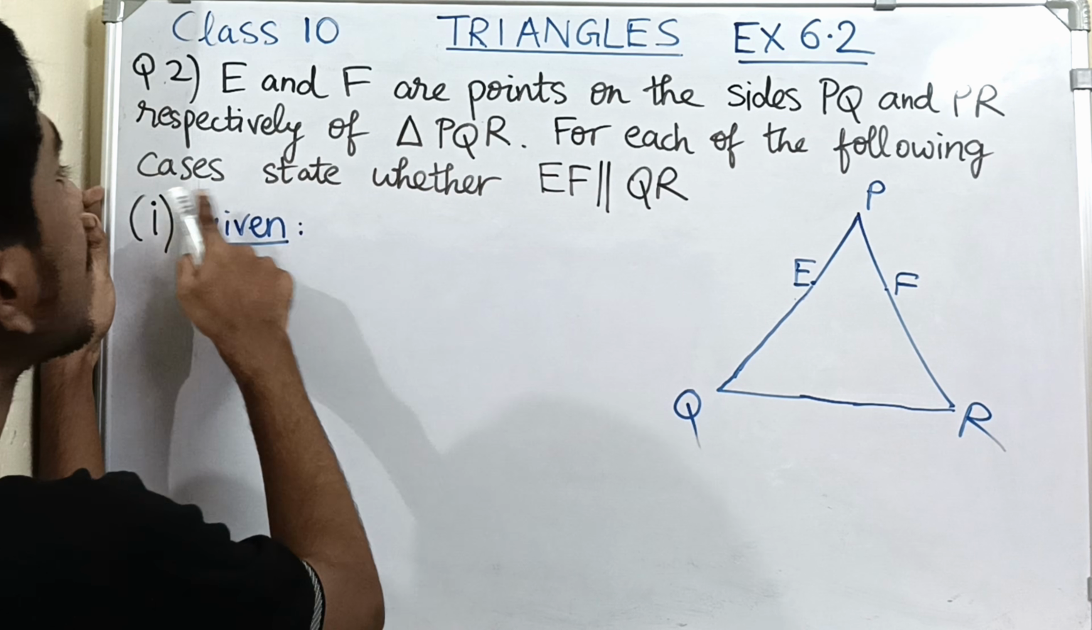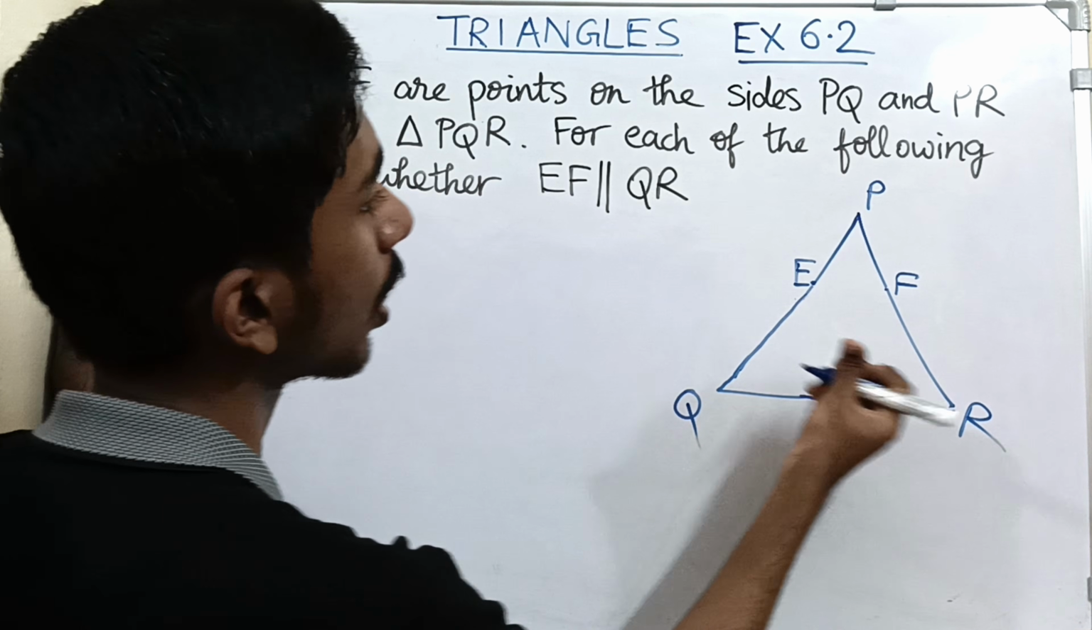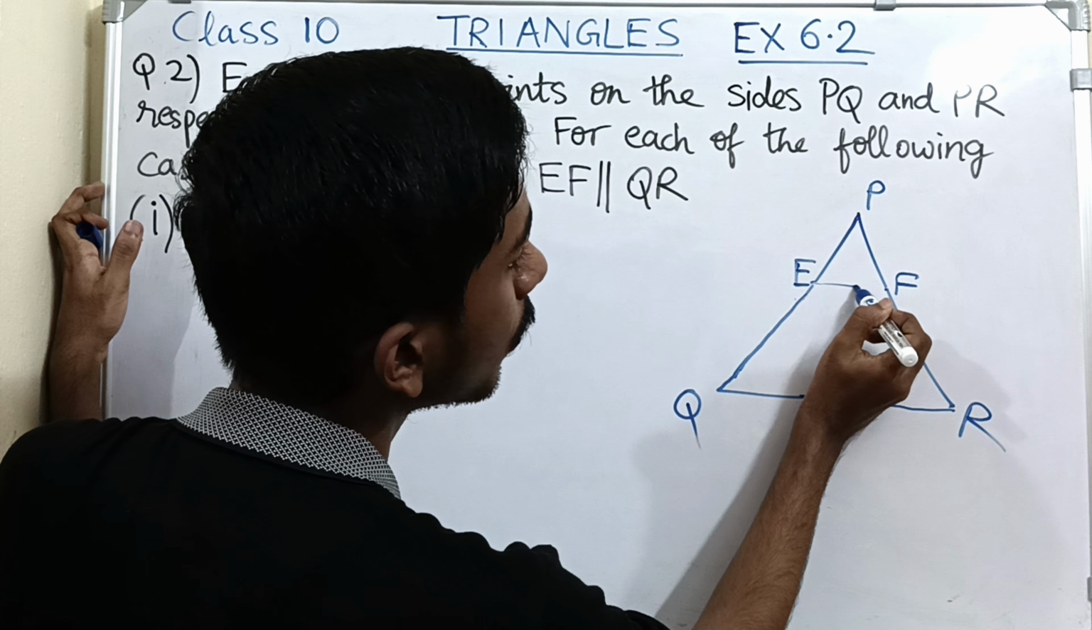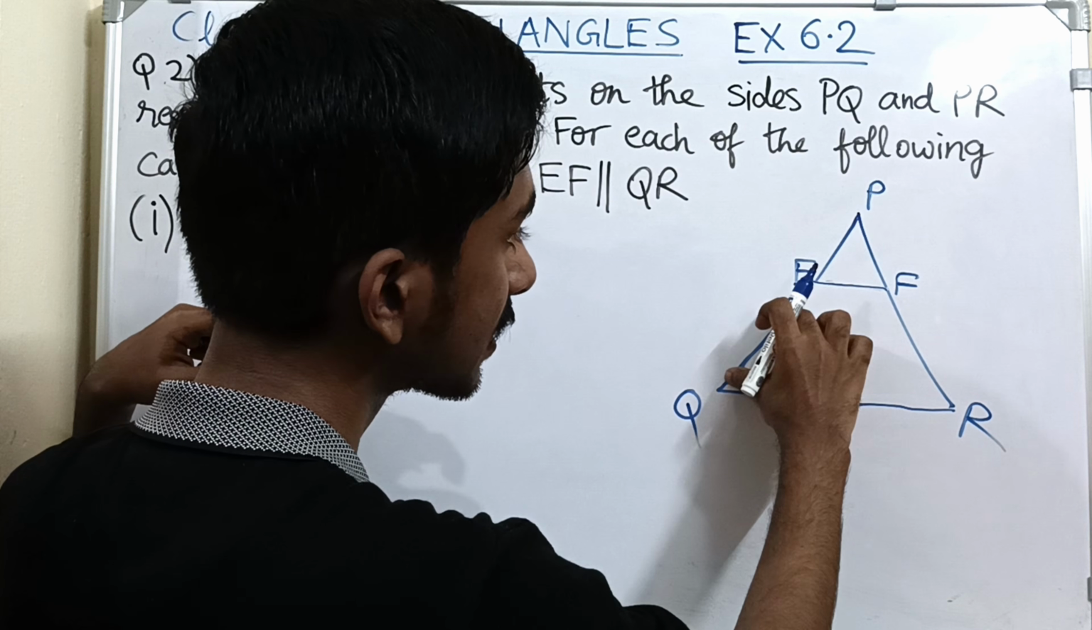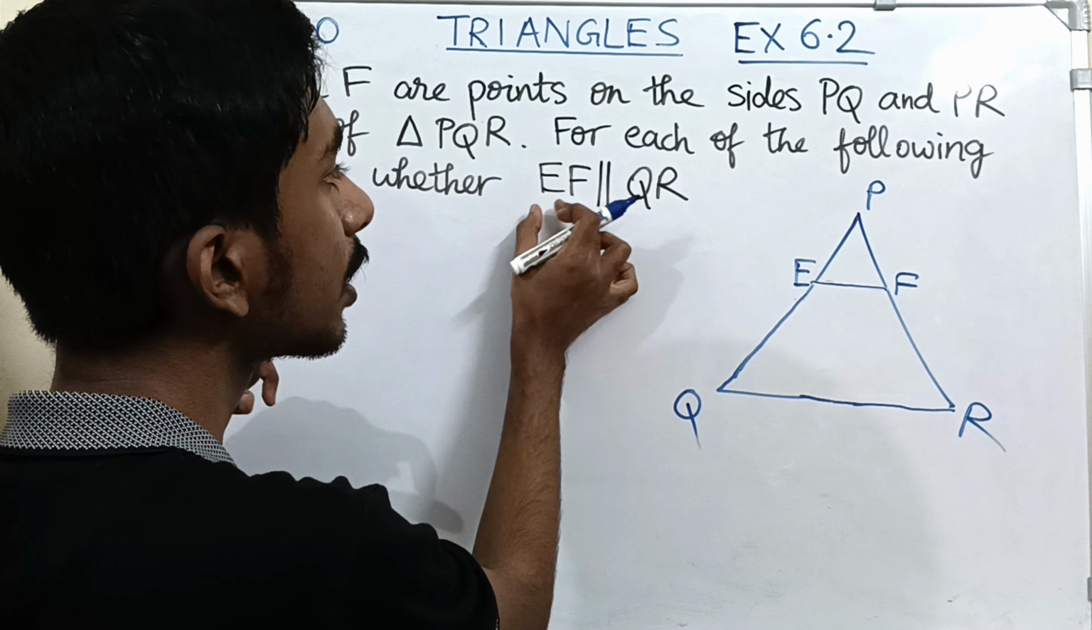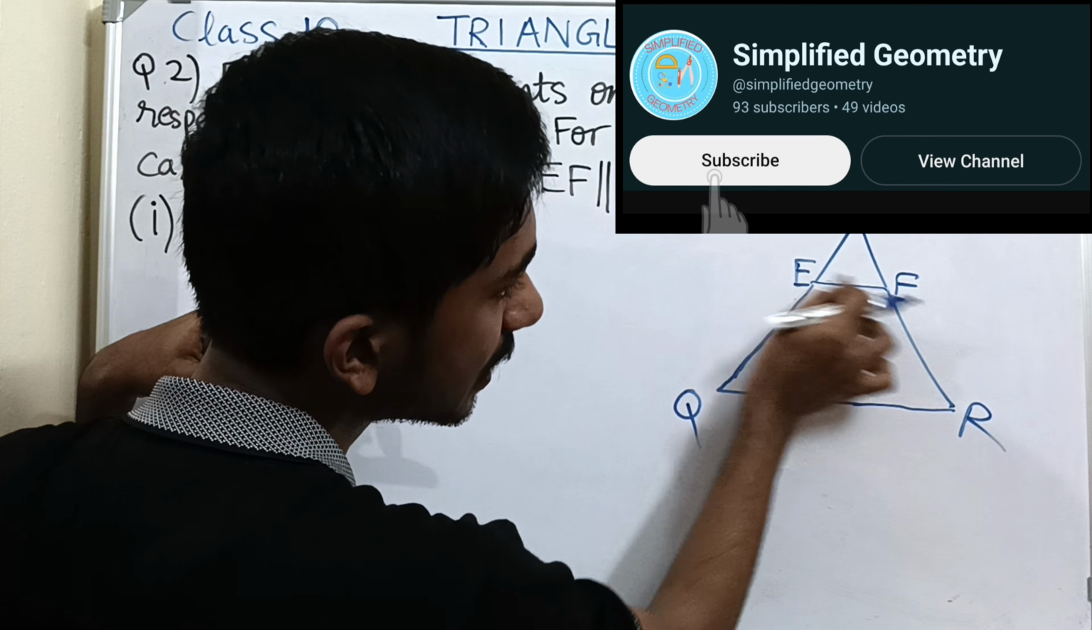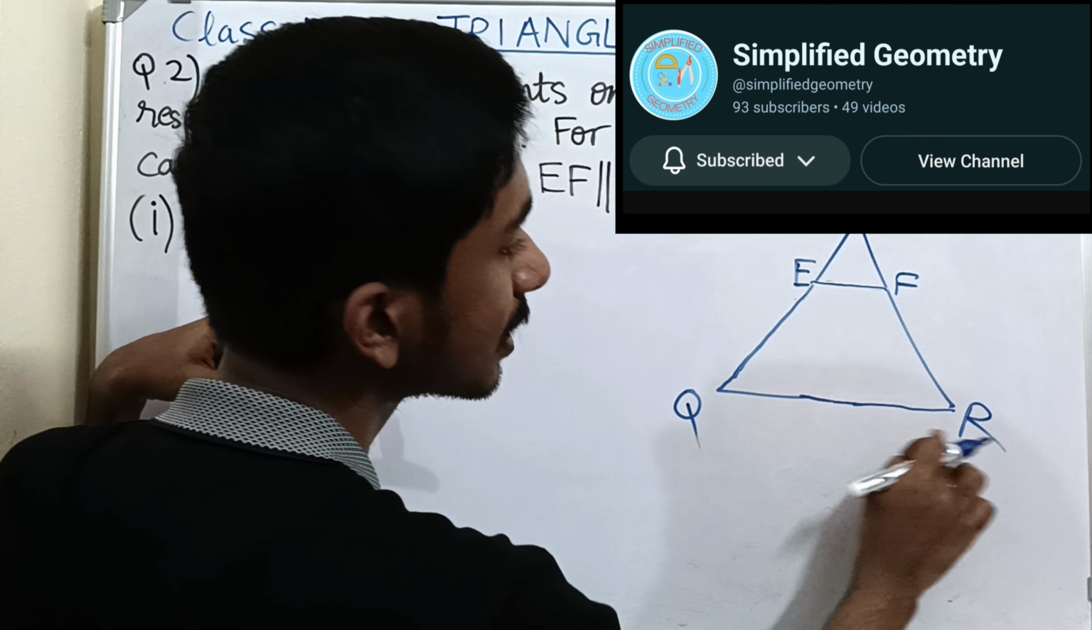For each of the following cases, state whether EF is parallel to QR. So you have to join this EF like this. For each of the subdivisions, they will give the side lengths like this. And we have to check whether EF is parallel to QR. We have to check whether this line EF is parallel to this line segment QR.